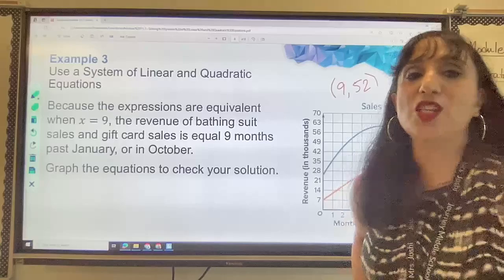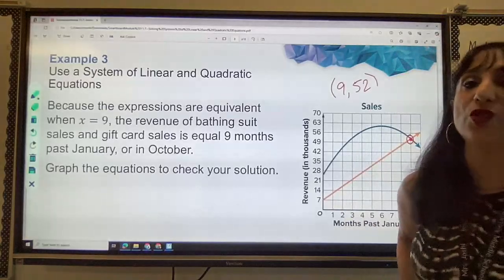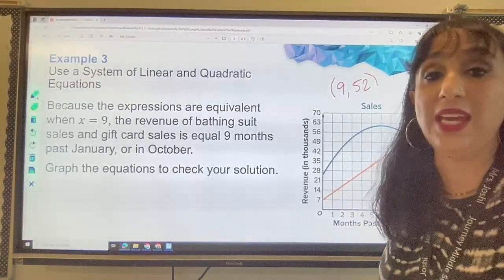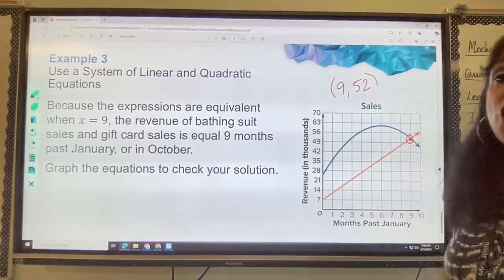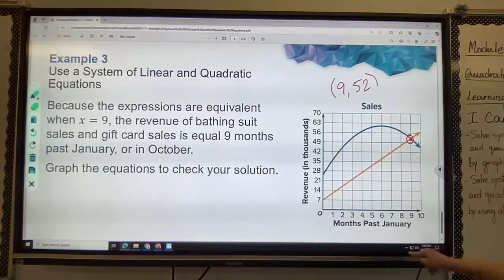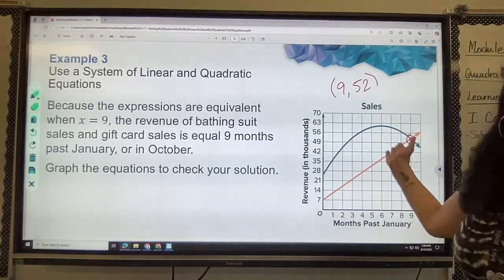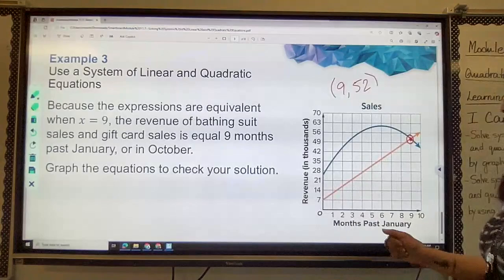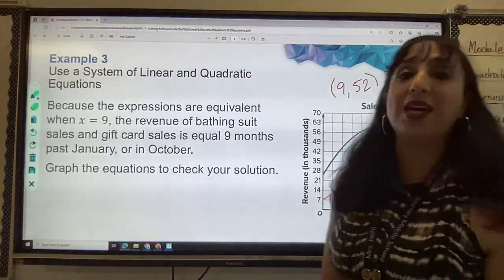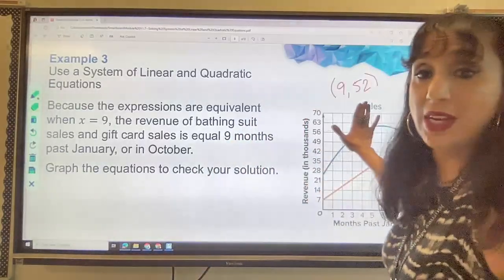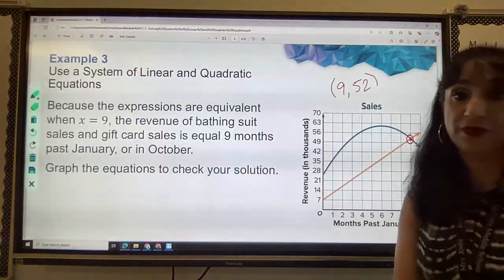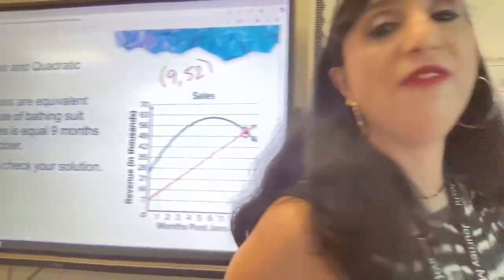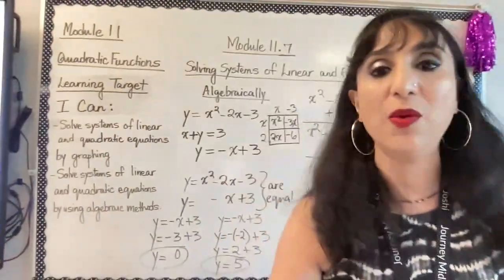So because the expressions are equivalent when x is equal to 9, the revenue of bathing suit sales and gift card sales is equal to 9 months past January, or in October. And then, of course, this is the graphing, but we are not going to have negative months and stuff like that. So that is why in this case, my solution is going to be only in my first quadrant. So it is positive. Okay? So that's how basically we work on solving linear and quadratic equations.